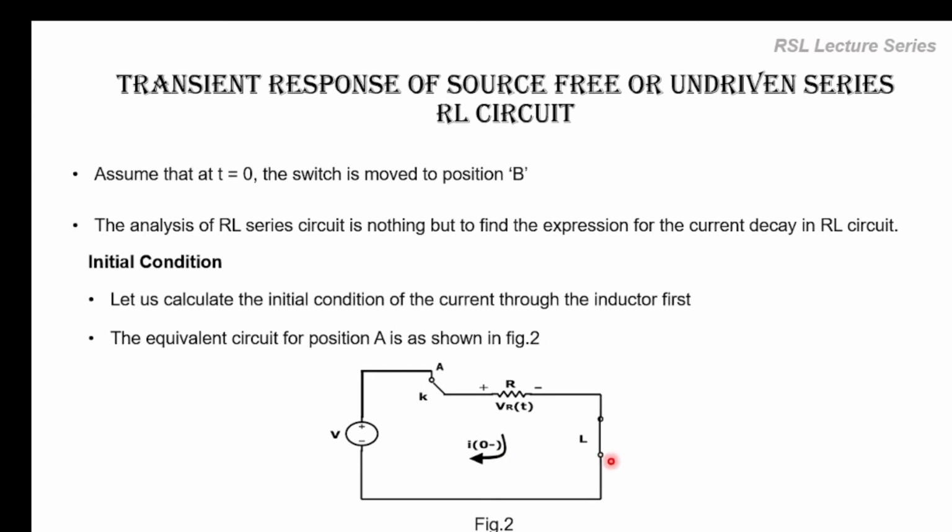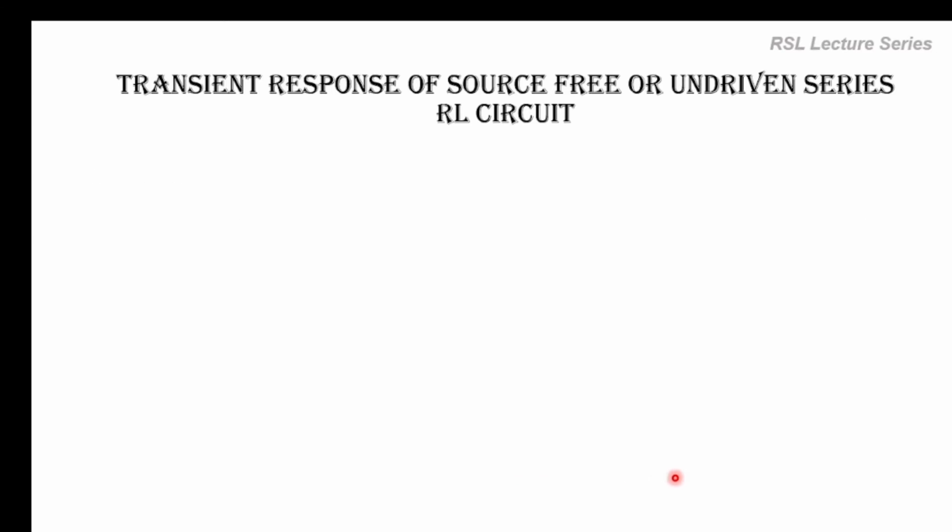Here the inductor will act as a short circuit because the voltage drop across the inductor is given by L into di of t by dt. Under steady state condition, current will remain constant, so differentiating the current value will give you 0. Whenever the voltage is 0, this will act as a short circuit. So under steady state condition, the inductor will act as a short circuit. So i of 0 minus will be given by V divided by R. This is the value of current at the instant t equal to 0 minus, the instant just before moving the switch to position B.